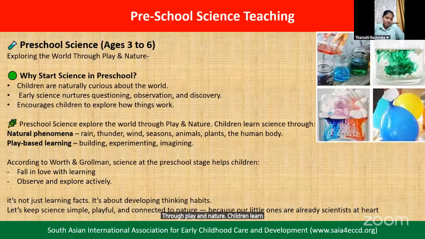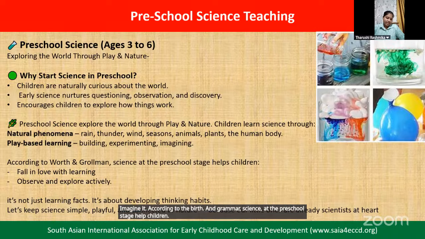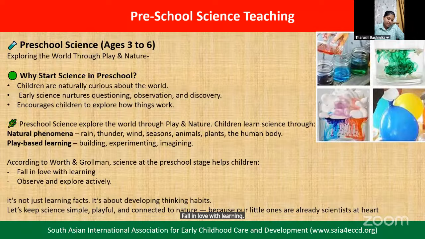Children learn science through natural phenomena: rain, thunder, wind, seasons, animals, plants, the human body. Play-based learning: building, experimenting, and imagining. According to research, science at the preschool stage helps children fall in love with learning, and observe and explore actively. It's not just learning. In fact, it's about developing thinking habits. Let's keep science simple, playful, and connected to nature, because our little ones are already scientists at heart.